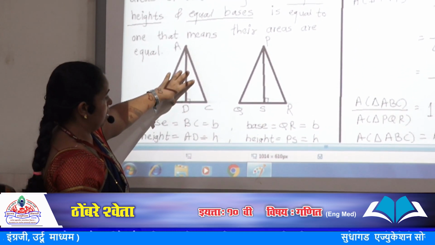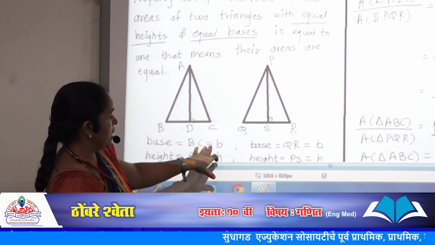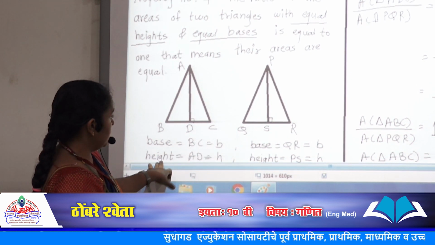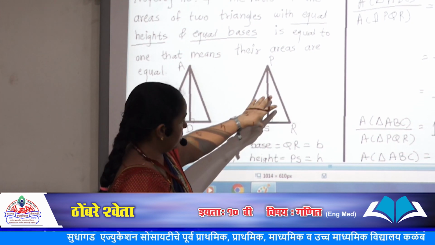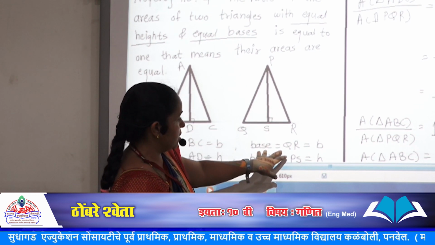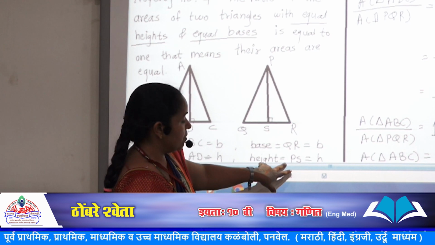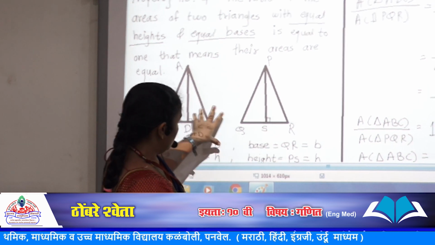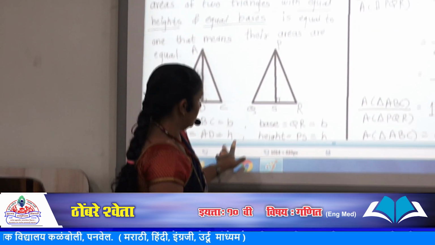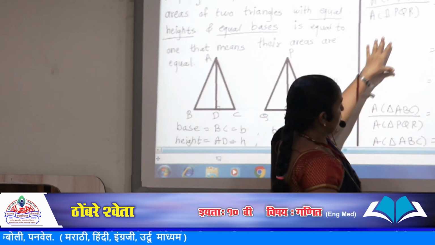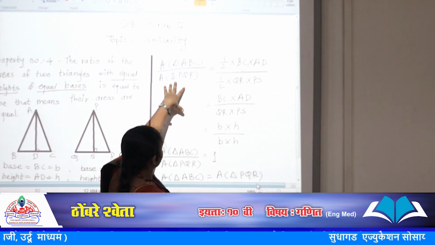So consider triangle ABC, in which base is BC. We can represent the base as B. Height is AD. We can represent this height as H. Another triangle PQR. Here also base is QR. We can represent this base as B, and height is PS. We can represent this height as H. Now focus here, students. Both the triangles have equal base and equal height. So here what property are we going to prove? See, the ratio of the areas of both the triangles.